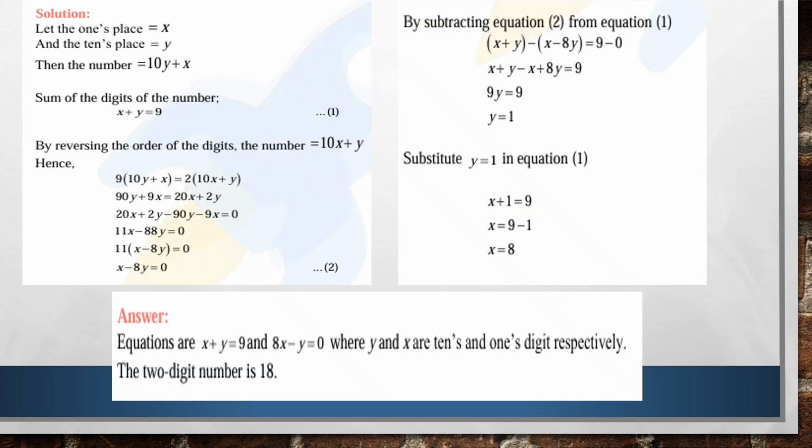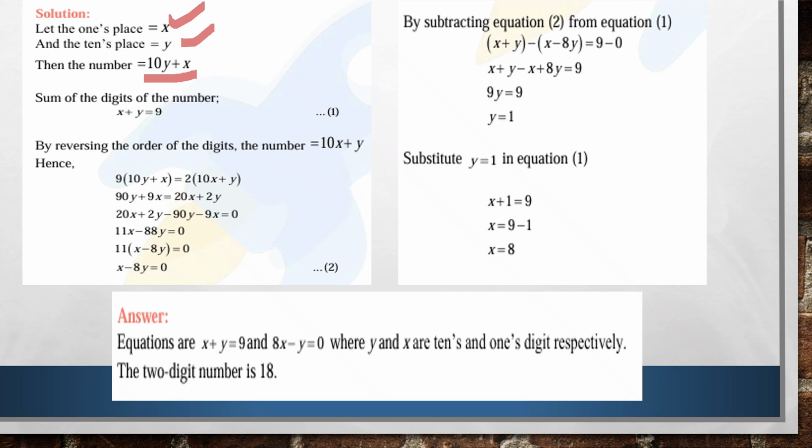Next, third one. The sum of the digits of a two-digit number is 9. Also, 9 times this number is twice the number obtained by reversing the order of the digits. Find the number. So here let us understand the question. We can take the ones place as x and the tens place as y. Then the number is 10y plus x.